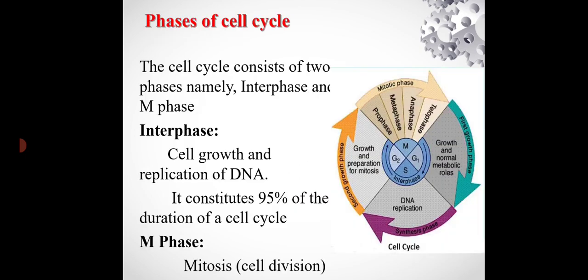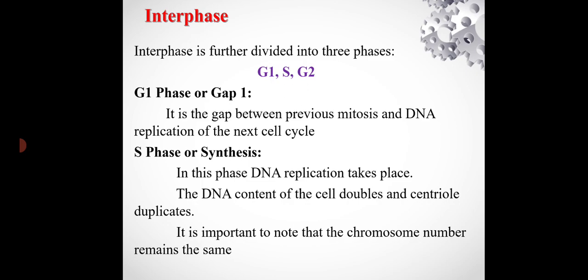Okay. Next, phases of the cell cycle. There are two phases of the cell cycle, namely the first one, interphase, and the second one, M phase. Interphase is the cell growth and replication of DNA. It consists of 95% of the duration of the cell cycle. Next one, M phase. M phase means mitosis.